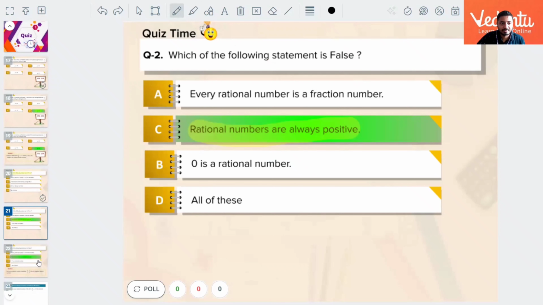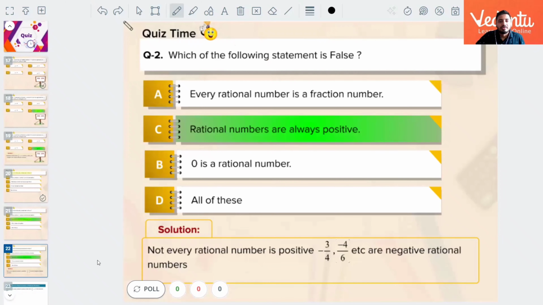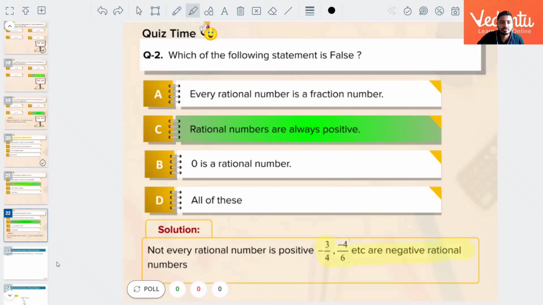Thumbs up. And what is the answer given? Rational numbers can be negative also. Yes, here it is also written the same thing. Rational numbers can be negative numbers also. So moving on, next one.